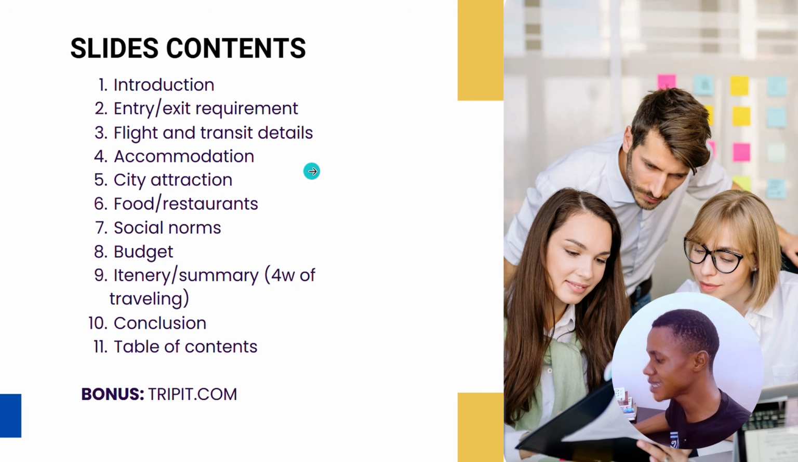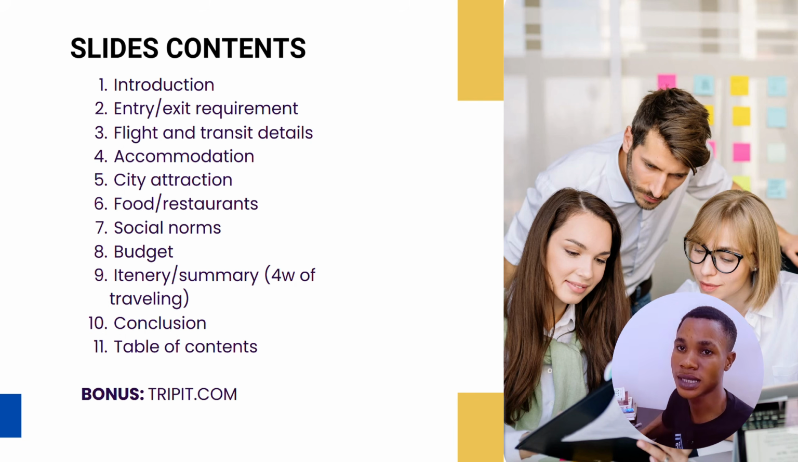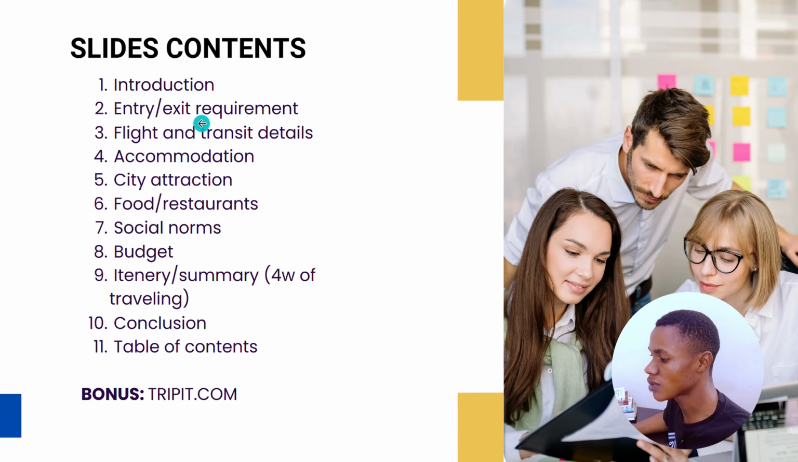Now in the slide, what you need in the slide we are going to be creating is, this first slide is going to carry the introduction, the second slide is going to carry the entry, exit and requirement, flight and transit details, accommodation, city attraction, food and restaurant, social norms, budget, itinerary and summary. In itinerary and summary, you should focus on the 4W of traveling. When we get there, we'll show you everything.